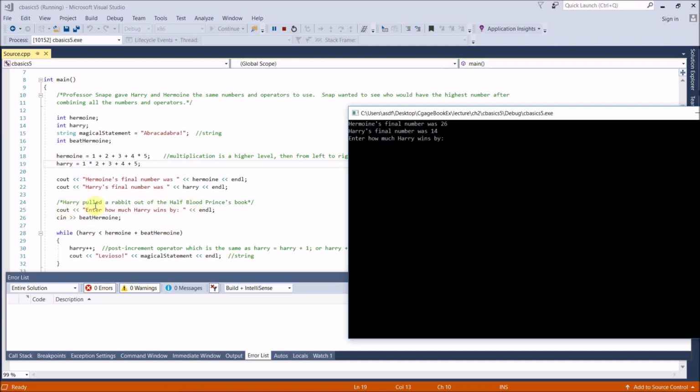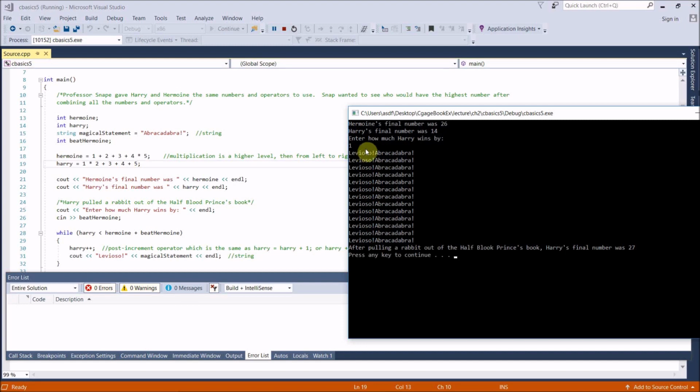Now we're going to have Harry pull a rabbit out of the Half-Blood Prince's book. So we're going to say cout, enter how much Harry wins by. Harry could win by, let's say, cin. If you recall, this is the stream extraction operator. Beat Hermione. I'm going to enter that value in as 1.